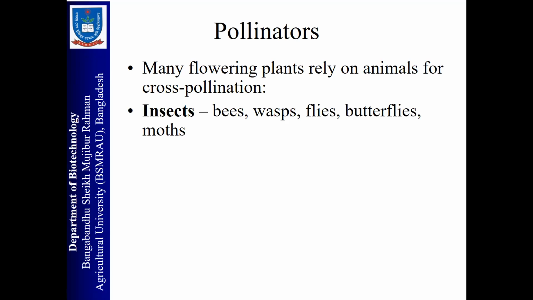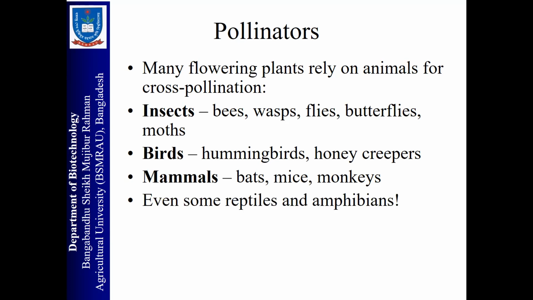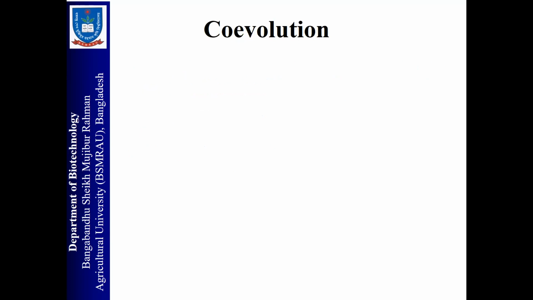Insects, bees, wasps, flies, butterflies, moths, these are different kinds of insects heavily involved in plant pollination. Birds like hummingbirds and honey creepers are also involved in pollination. Some mammals, for example bats, mice, monkeys, are also pollinators. Even some reptiles and amphibians can be pollinators.